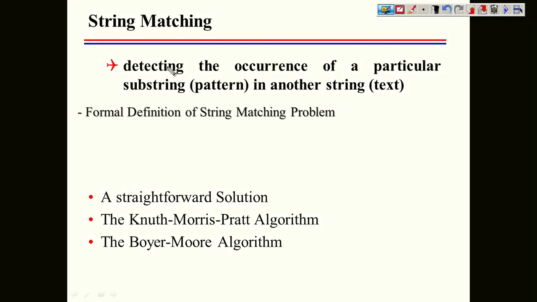So string matching basically means detecting the occurrence of a particular substring, which we call a pattern, in another string. In general, the pattern is much smaller than the given text, and we are interested in finding out whether the given substring or pattern exists in the text or not. So we are actually searching for this substring in the given text.